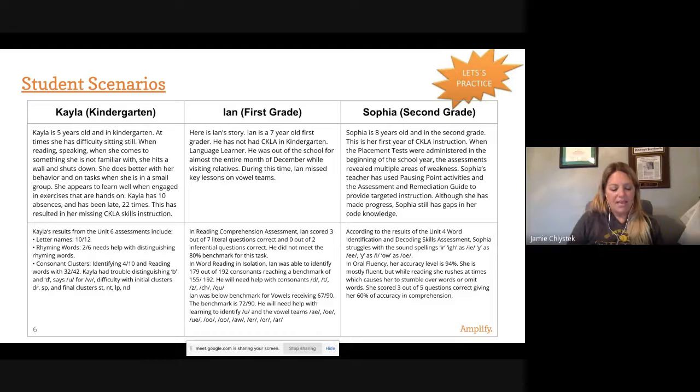The idea is to read through the scenario. I give you a little bit of a synopsis of each one, as they are kindergarten, first, and second grade students, and I also included some assessment information. These are real CKLA K, 1, and 2 students that we've worked with in the past, and we worked with teachers on how to plan additional instruction with the assessment and remediation guide. I'll leave this up here.